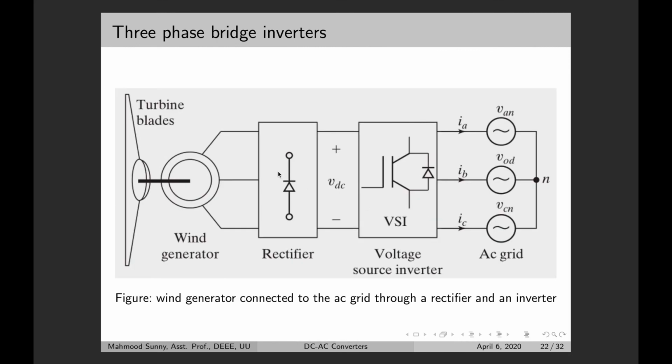Here is an example of how a three-phase voltage source inverter can be used in practice. So we can see there is a wind generator, and the output of the wind generator is rectified using this rectifier. Then the rectified DC signal is fed into the input of the voltage source inverter. This voltage source inverter produces an AC signal which is appropriate for this grid.